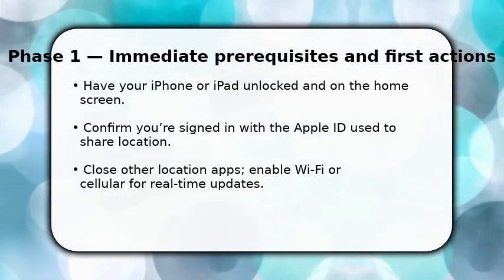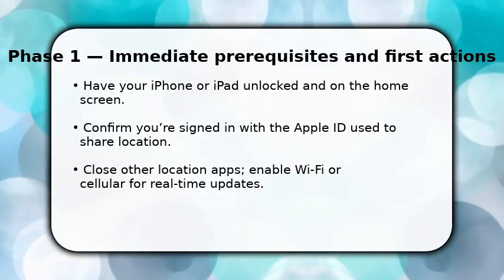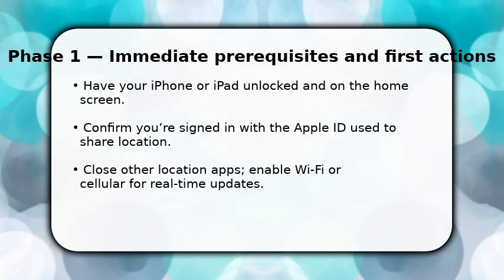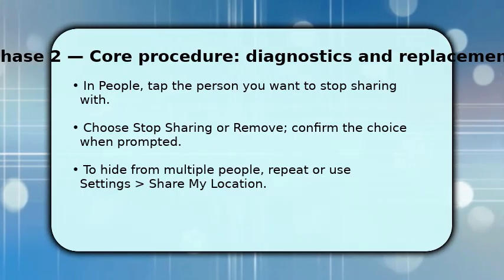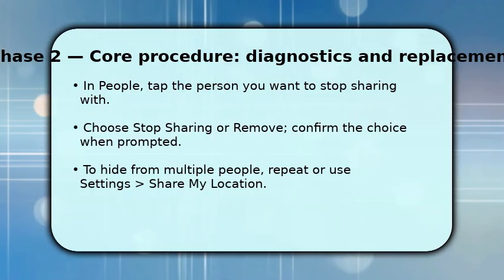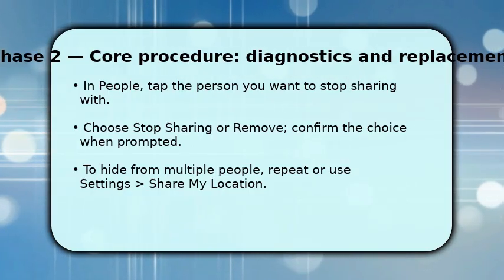Now tap the People tab. This first action reveals who can see you and is where you begin removing or pausing sharing. You'll see a list of people who can view your location. Tap a name to open details. Here, choose Stop Sharing. This immediately revokes their live access. If you want to remove them entirely, choose Remove Person so they can't request your location later.